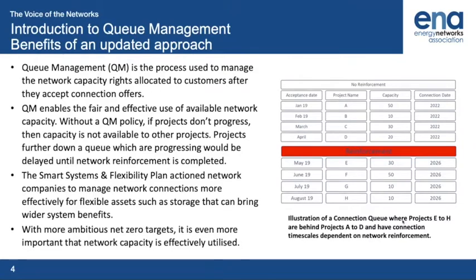So Ofgem and BEIS produced something called the Smart Systems and Flexibility Plan, and it actioned network companies, and the term network companies, you'll see we tend to use it, especially in the guide, because it means a DNO, an IDNO, a transmission company. It's the generic term. So it actioned network companies to manage network connections more effectively as well for flexible assets such as battery storage. Later on in the slides, we've got a slide where John's going to cover that off. So obviously, with more ambitious net zero targets, it's even more important that capacity is effectively utilised. So if we just go to slide 5, please.